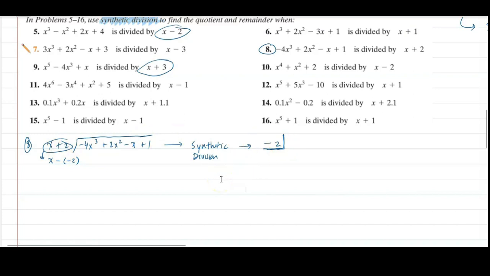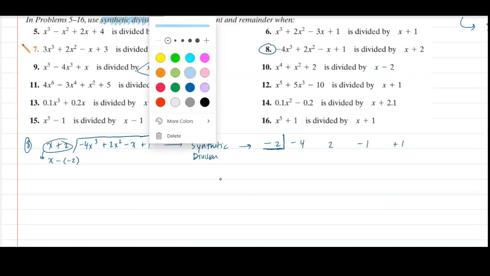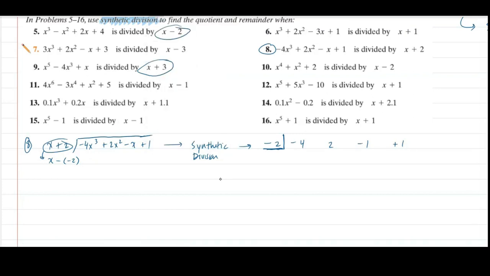Now, the next thing you're going to do is write down negative 4, positive 2, negative 1, and positive 1. I'm emphasizing that by putting a positive next to it. Now, you're probably wondering, where exactly did you get these numbers from? So let me detail that for you. The first coefficient was negative 4. The next one was a positive 2. The next one is a negative 1, and the last one is a positive 1. So that's where I got these 4 numbers from.